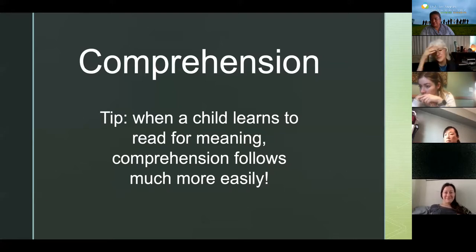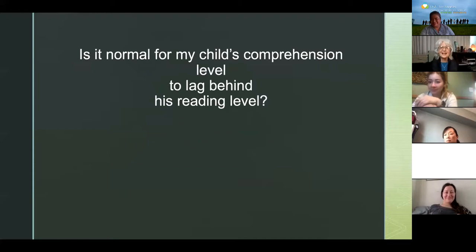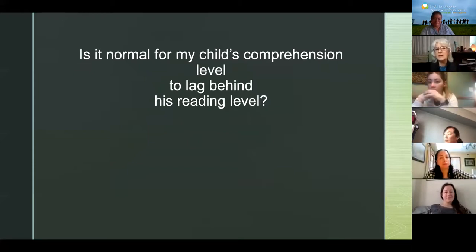I thought, oh, thank God. Because even though it was low interest for him, he thought reading for meaning. I hope I made my point. All right. Is it normal for my child's comprehension level to lag behind his reading level?